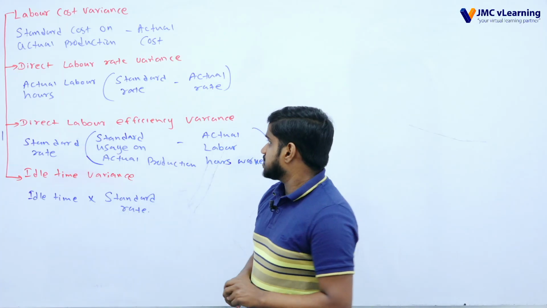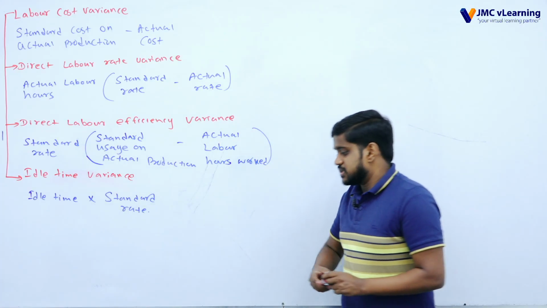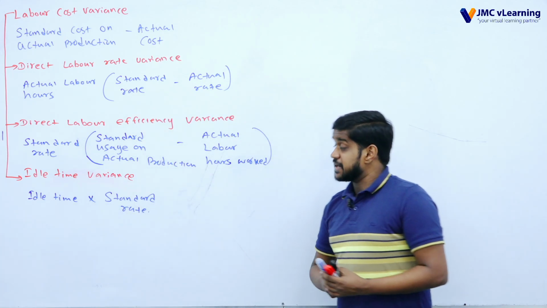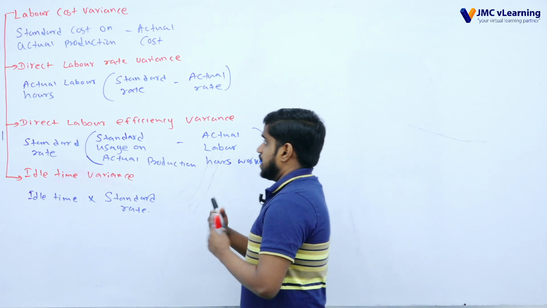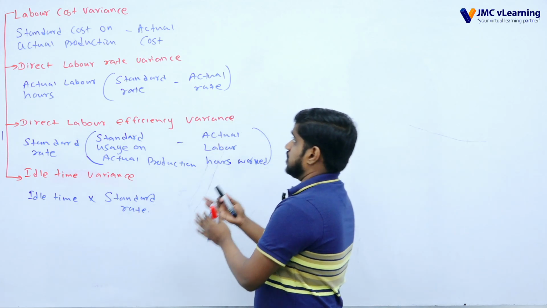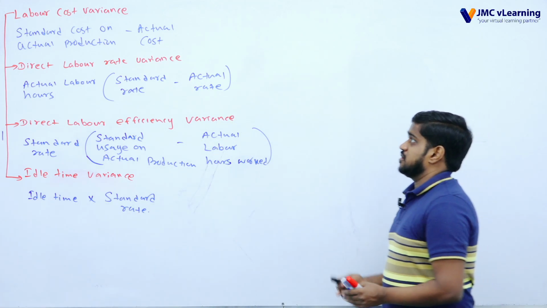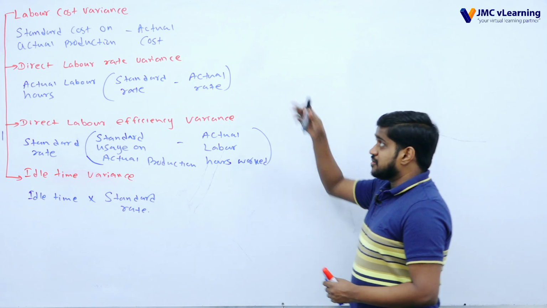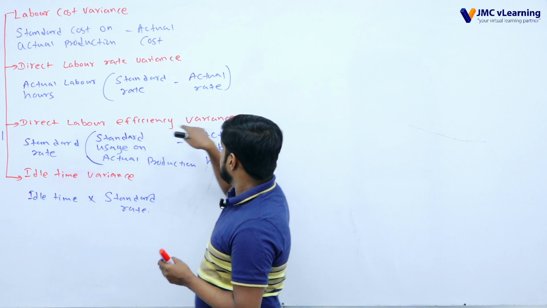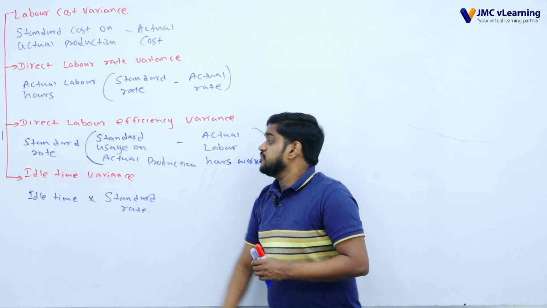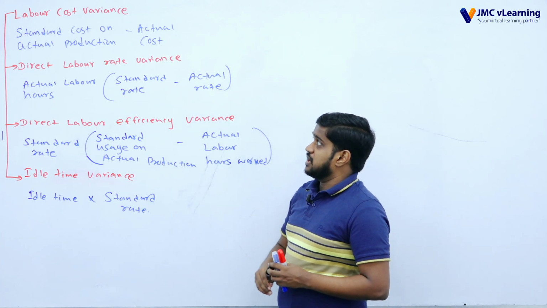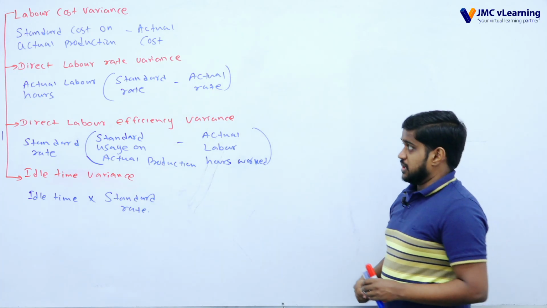Okay, next we can move on to the second variable cost variance, the direct labor cost variance. We have discussed direct material cost variance, and now we are discussing direct labor cost variance. This direct labor cost variance is a combination of the direct labor rate variance, the direct labor efficiency variance and the idle time variance. The combination of all of these three variances, we can identify as the direct labor cost variance.